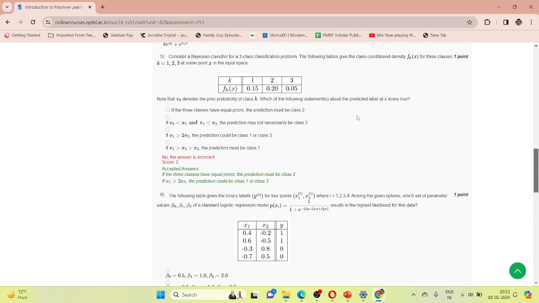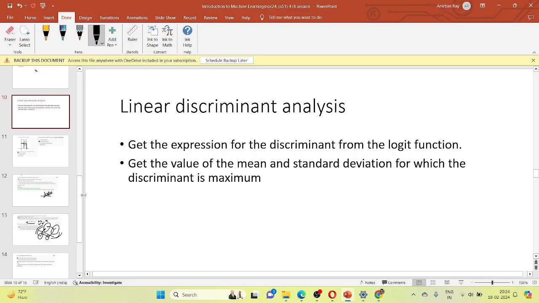Hello. What is your doubt? Sir, if pi 1 is greater than 2 pi 2, the prediction could be class 1 or class 3. Is the statement true? Yes, it is true. Sir, there is no information given for class 3, pi 3, for that class. As I explained, from this you can infer that, as I have told you here.